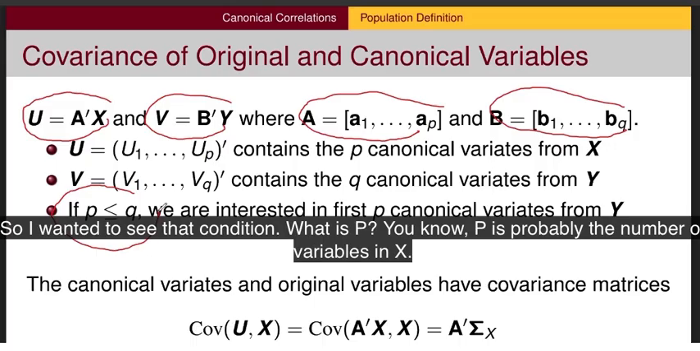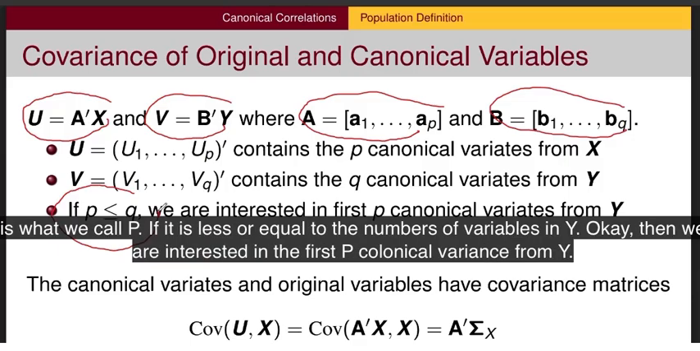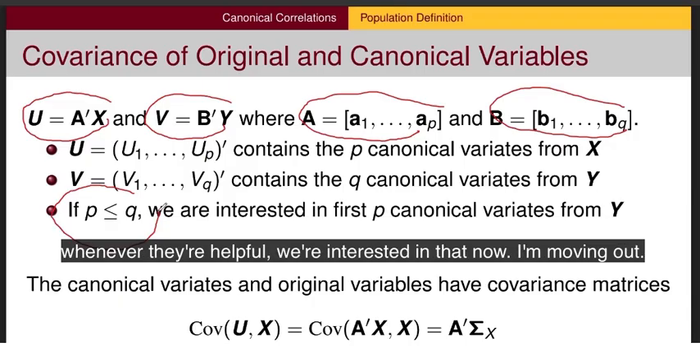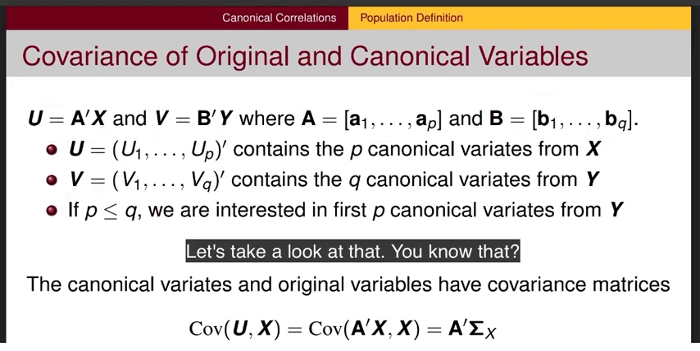What is P? P is the number of variables in X, which is what we call P. If it is less than or equal to the number of variables in Y, then we are interested in the first P canonical variates from Y. Whenever that happens, we're interested in that. Now, I'm moving on. Let's take a look at that.